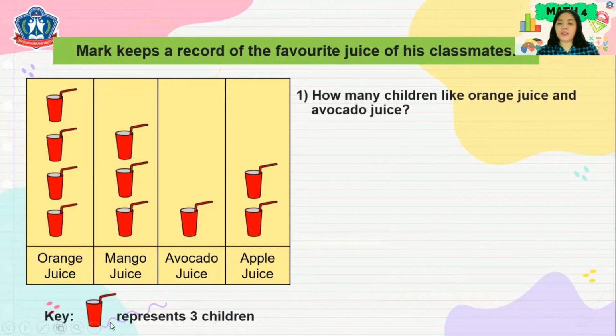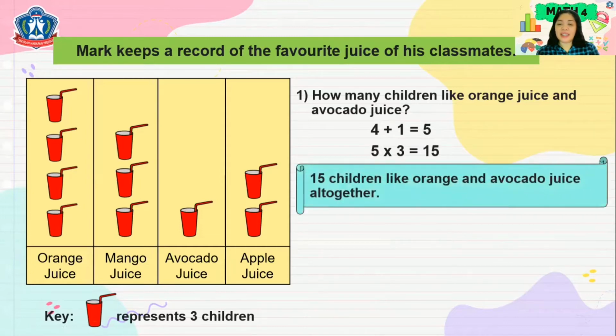Okay, I have here a question. How many children like orange juice and avocado juice? So how many avocado juice? We have 1 only, 1 glass. How about orange juice? 4 glasses. So let's add 4 plus 1. That is 5. So we have 5 glasses. After that, let's multiply 5 glasses by 3 because 1 glass represents 3 children, and that is equal to 15. And that is 15 children who like orange and avocado juice altogether.